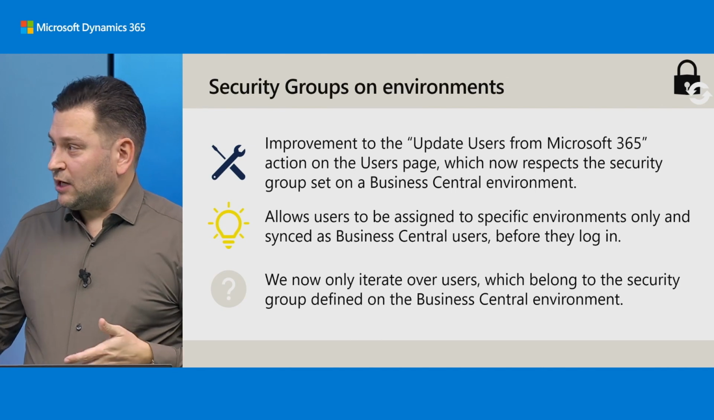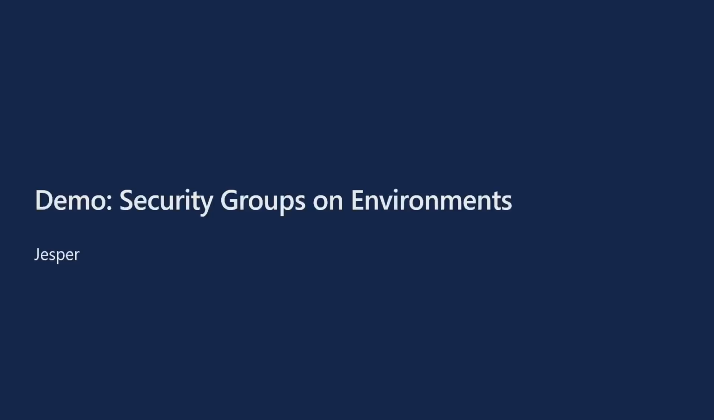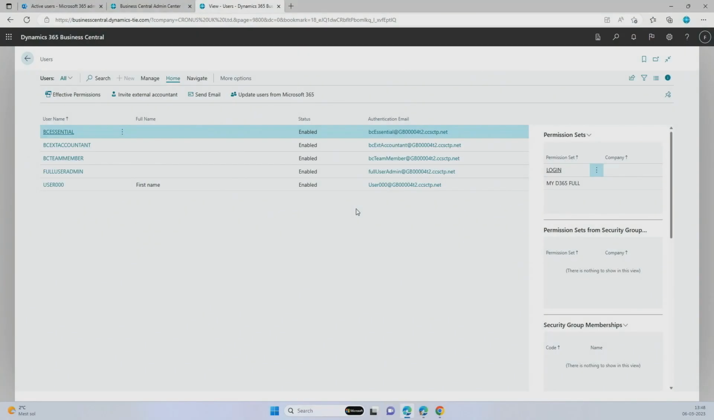I think previously, correct me if I'm wrong, we would just pull in all the users, even the ones that we're not able to access. Right? Exactly. So let's see how that works. I promised you a lot of demos, and I think I'm owning up to that. So we're back here in Business Central, and we again have our list of users here.